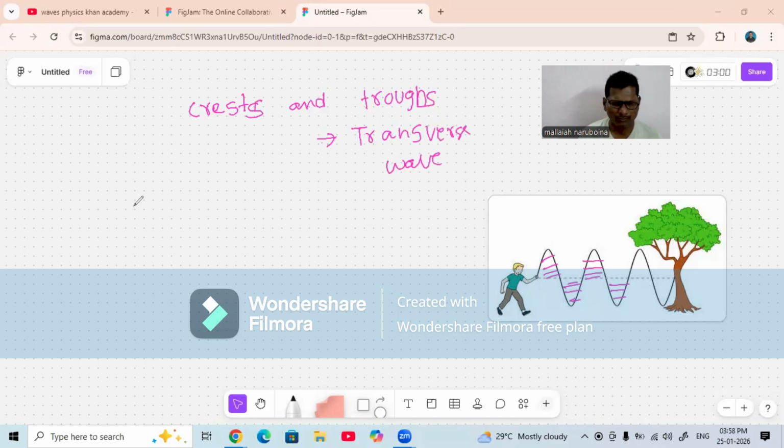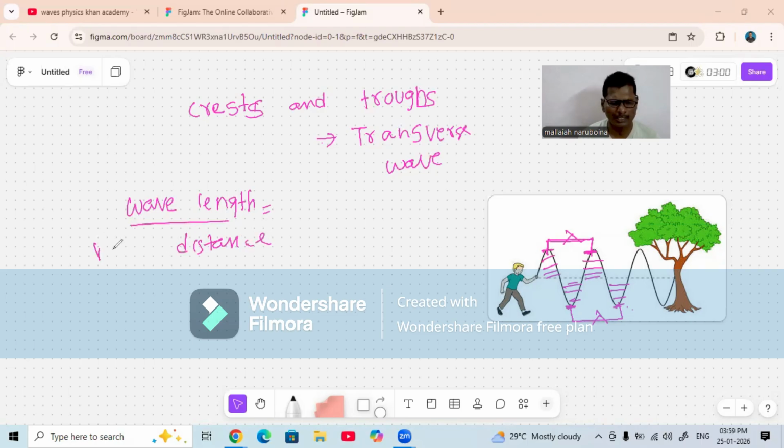Transverse wave. Next, wavelength: the horizontal distance between two consecutive crests or two consecutive troughs. Here one trough, here one trough. The distance between these two troughs is the wavelength, or between two consecutive crests. Here two crests are there. So this horizontal distance is the wavelength.